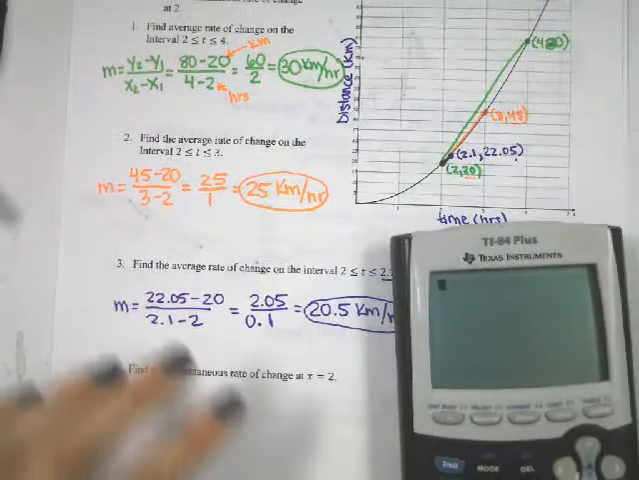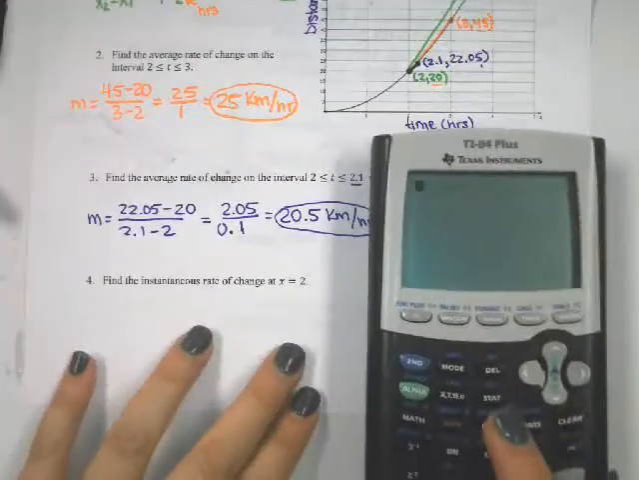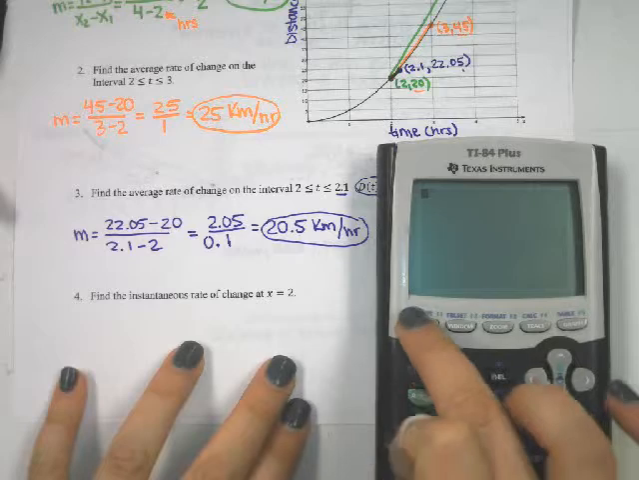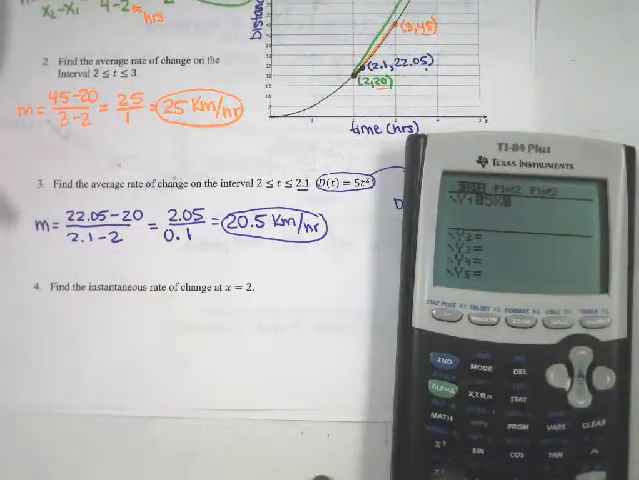So for our calculator method, I'm going to type in the function. I'm going to type in my y equals. My function is 5, it's t, but we'll use x squared.